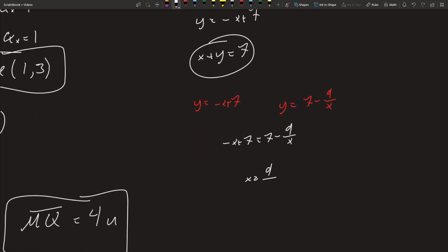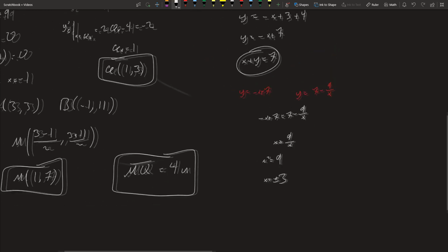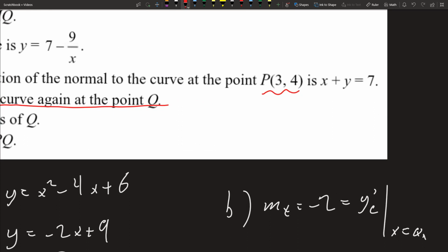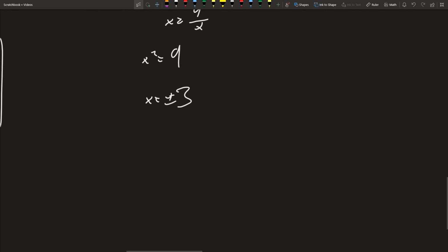x is equal to 9 over x, so x squared equals 9. x is equal to plus or minus 3, right? Which one do we choose? They said to show that the equation of the normal to the curve at the point P, whose x value, P sub x, is equal to 3, right? So this normal passes through the point P, whose x value is 3. They said that the normal meets the curve again at some other point Q. That means we choose -3 in this case. That means Q sub x is equal to -3.